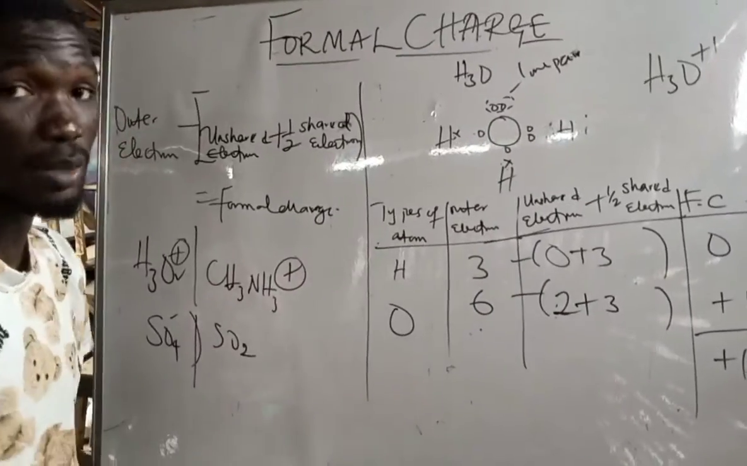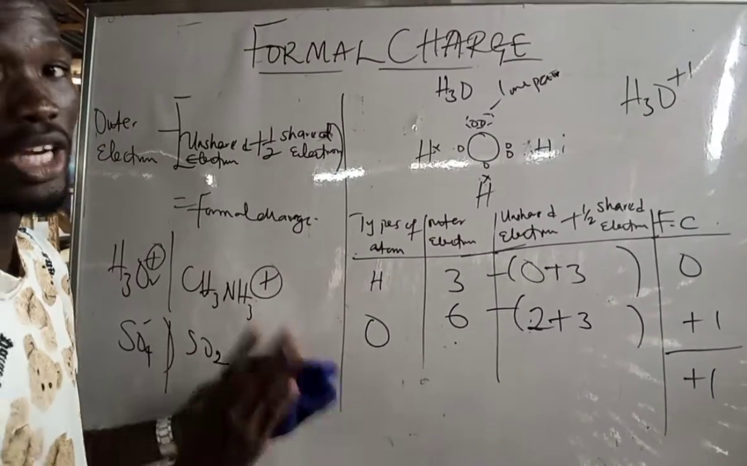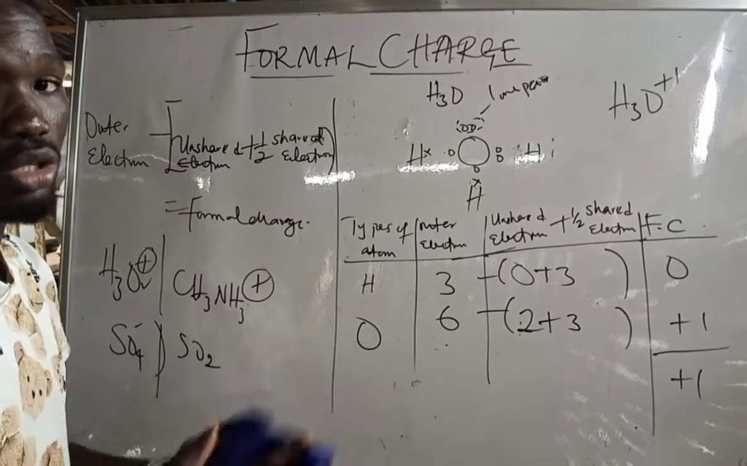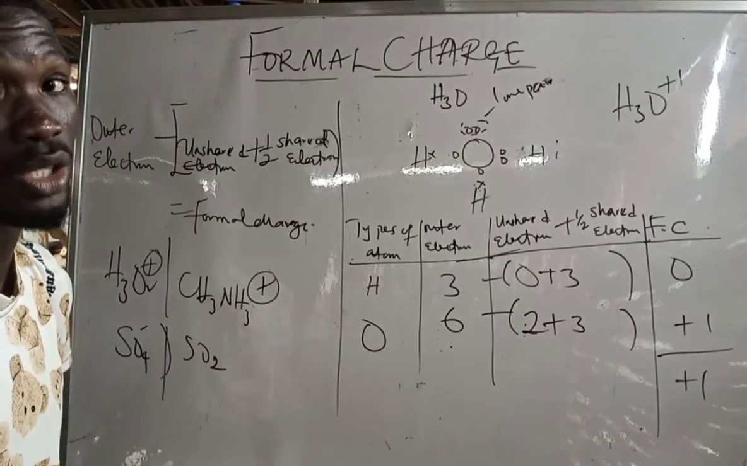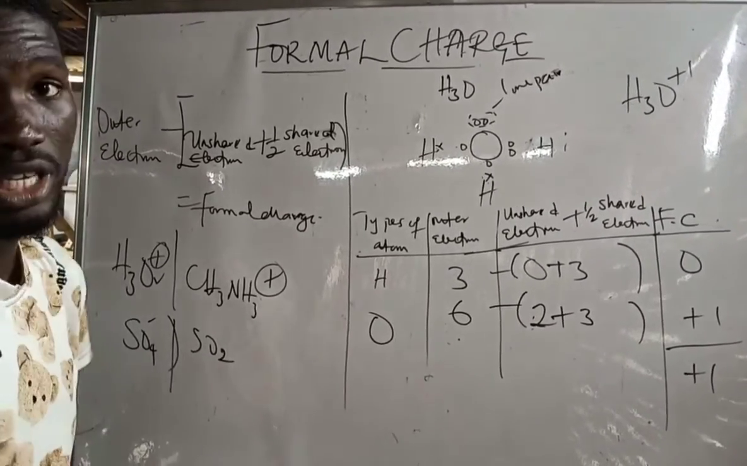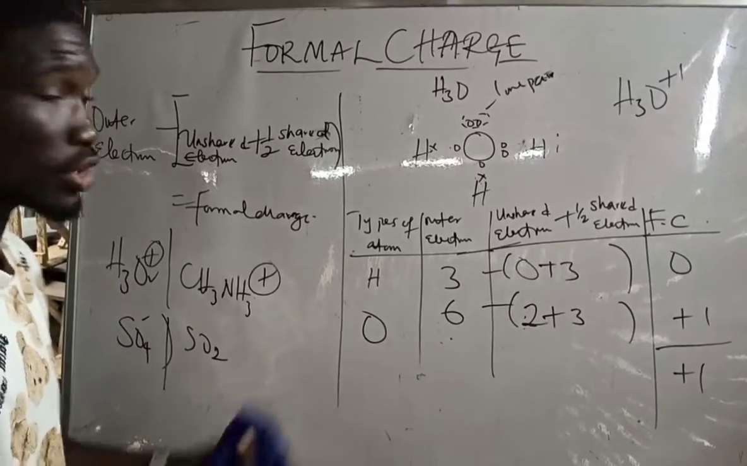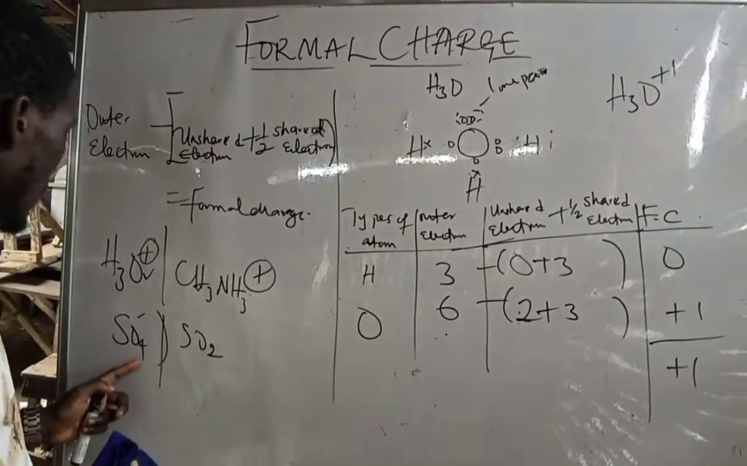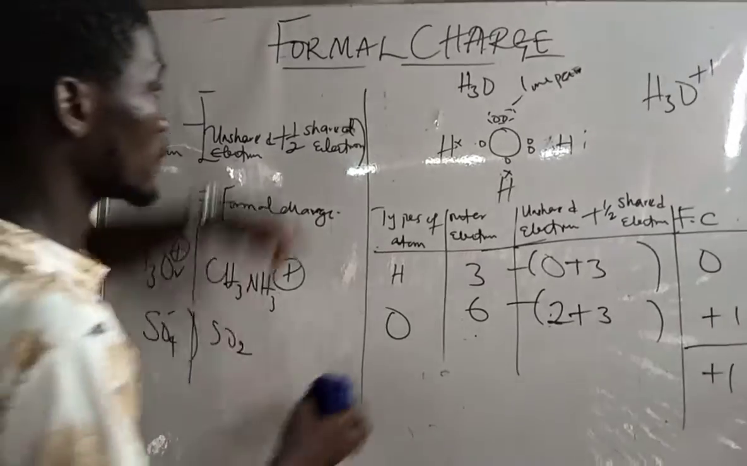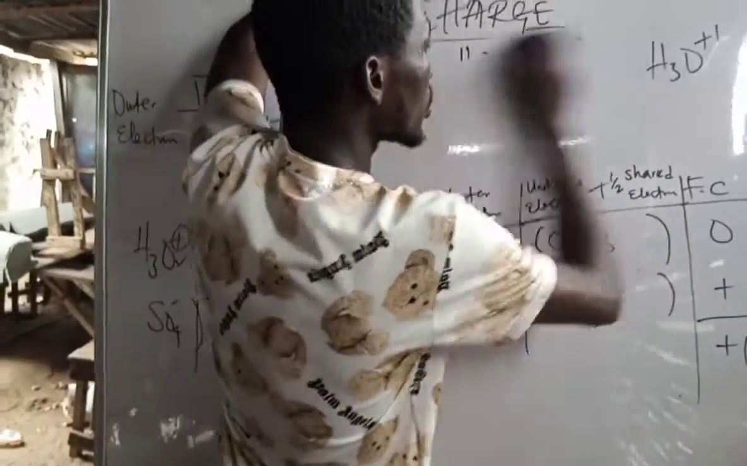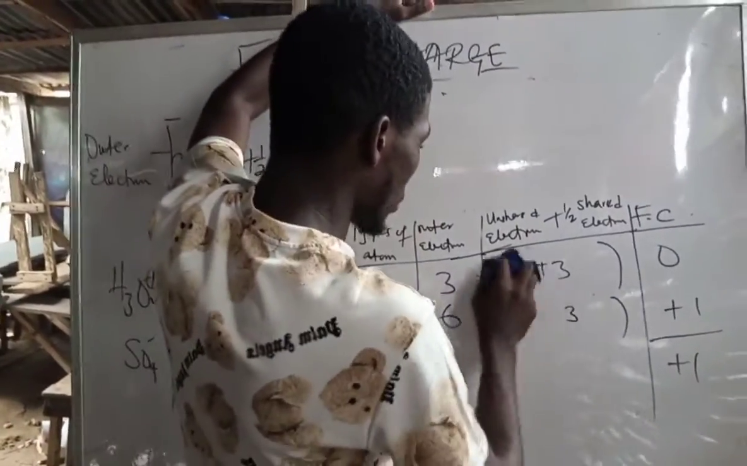You can see that it's very simple. But if you don't know how to write your Lewis cross and dots, you might not get this particular thing. So you can see how simple it is to get the formal charge of this particular element. So let me pick this one now, sulfates. I will be using this particular table also.